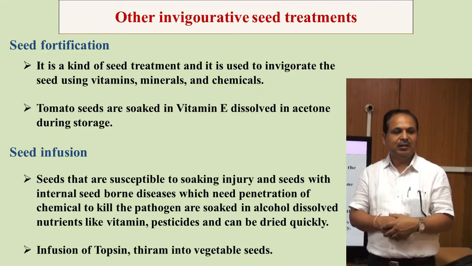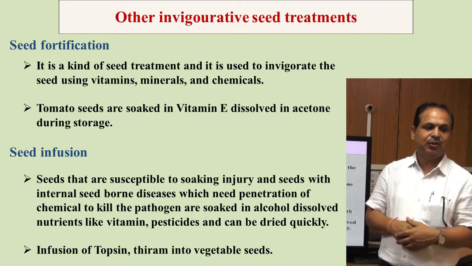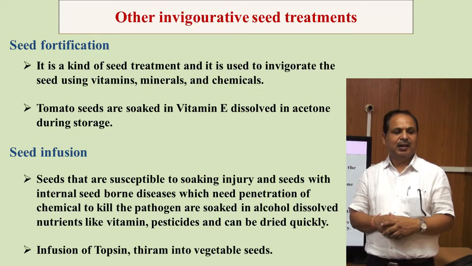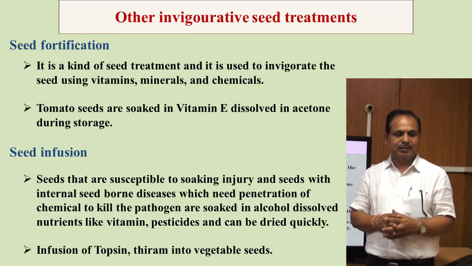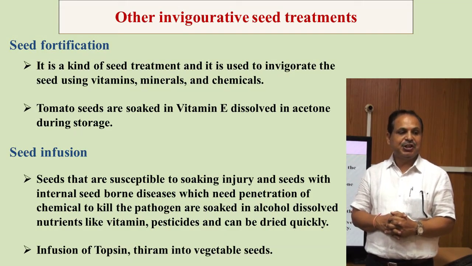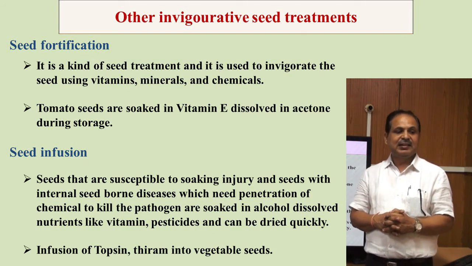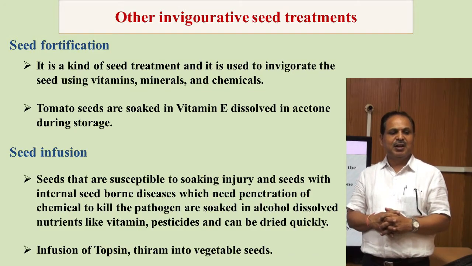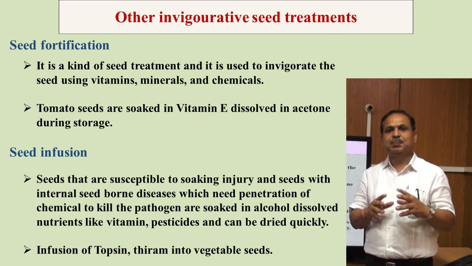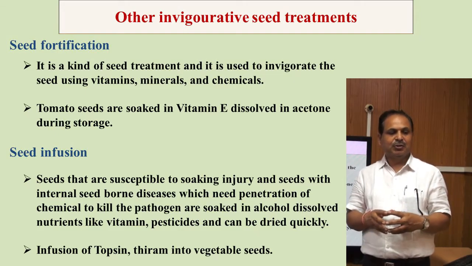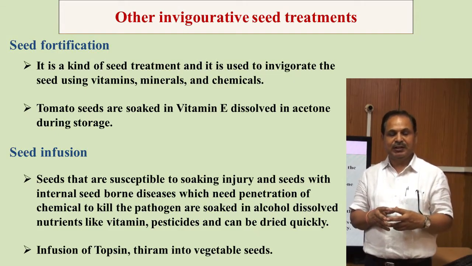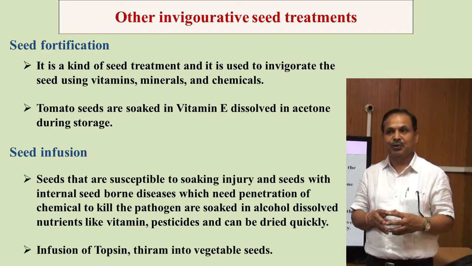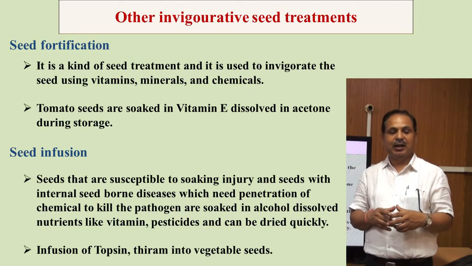Some other variations of seed treatments are also done, and these are some special seed treatments. Seed fortification: in this case, seed is treated with minerals, vitamins and other chemicals for expressing the proper vigor of the seeds. So tomato seeds are soaked in vitamin E dissolved in acetone, which gives a good vigor during storage.